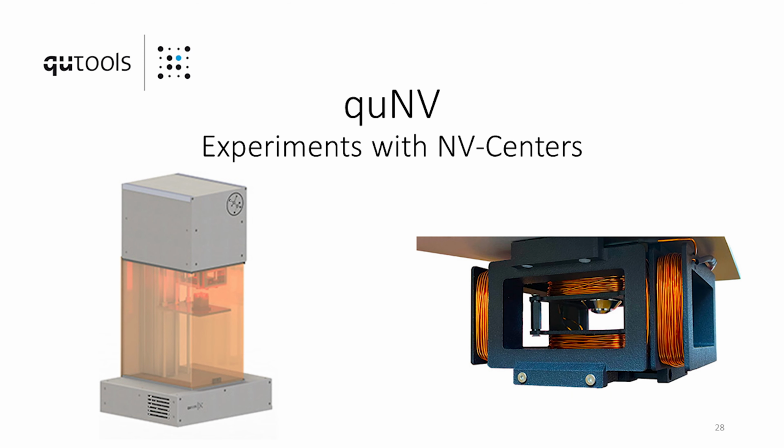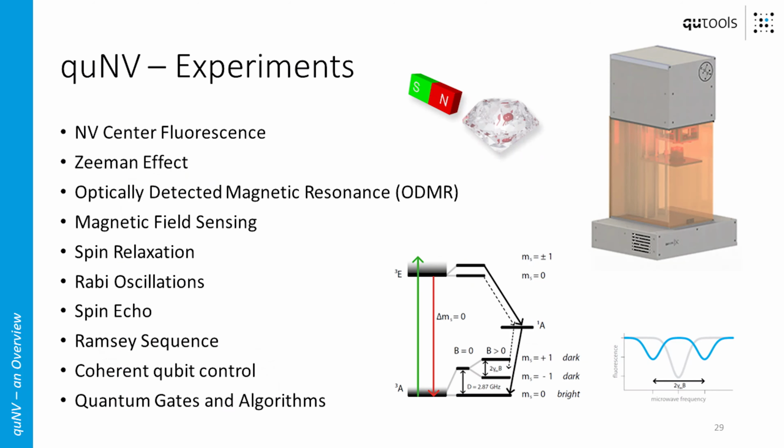And then there's the third product of the educational line, which is the quED, where you can do experiments with NV centers. An NV center is an error site in a diamond that behaves just like an atom. So you can do a lot of experiments that would concern atomic physics, for example. Like you can see the Zeeman effect, you can measure optically detected magnetic resonance, and you can use this to do magnetic field sensing and stuff like this.